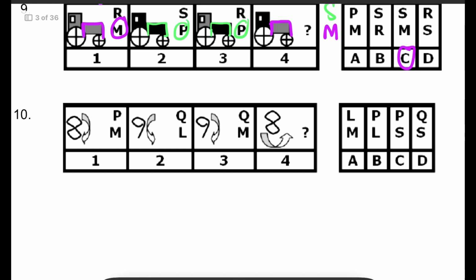Next question. 2 and 3 both have a Q as the first letter, and they both have this 9 looking shape, whereas 1 and 4 both have this 8 looking shape. The first letter here is a P. The first letter here will also be a P.